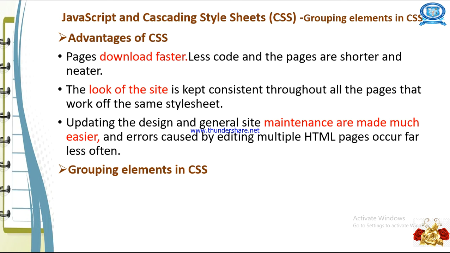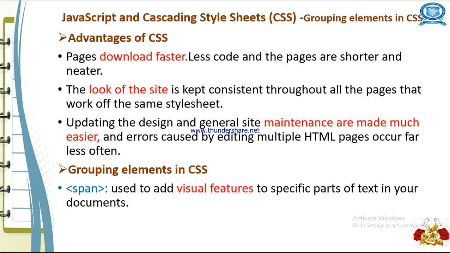Next, we are going to discuss grouping elements in CSS. Here we include another concept, grouping elements. What are the grouping elements you see in CSS? The first element is span. It is used to add visual features. Suppose we want to add visual features to a particular page, we use the span element to specify parts of text in your documents.